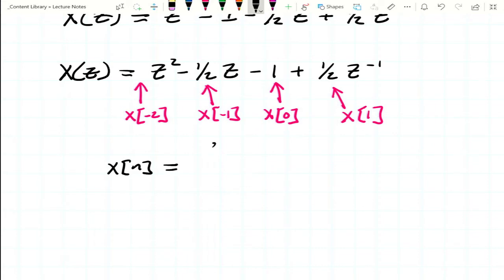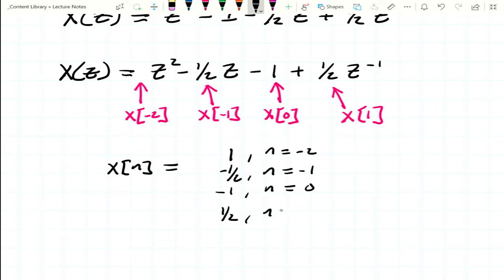We can say that x of n is equal to 1 when n is equal to negative 2, minus 1/2 when n is equal to negative 1, minus 1 when n is equal to 0, 1/2 when n is equal to 1, and 0 otherwise, everywhere else.